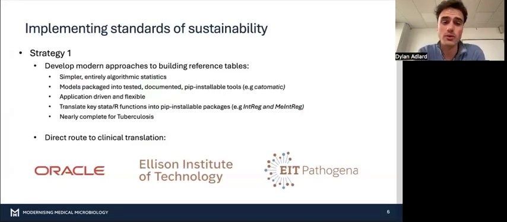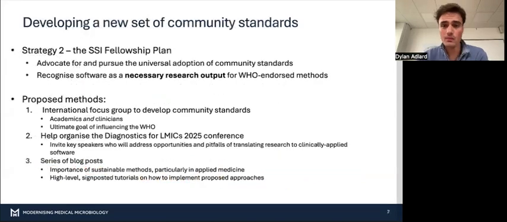My group, in collaboration with Oracle and the Ellison Institute of Technology, have developed a global diagnostic solution called Pathogena, which again relies on these lookup tables. Now, the second strategy forms my plan for this fellowship and focuses on advocating for this change in approach and basically carrying the message of the SSI into the field of clinical microbiology. Now, we have to walk before we can run, and the most fundamental and perhaps most realistic changes are the recognition of underlying software as a research output, and to work towards a point where clinicians and other end users demand public availability of all software and data.